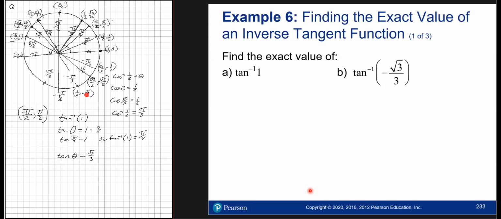So the only, and since tangent is y over x, then I have two choices. It's either this one up here or this one down here. It's either negative pi over 6 or negative pi over 3. So I look to see which one of those ordered pairs gives me square root of 3 over 3. So it depends upon which one the fraction works. I'm going to choose this one here because that's what I'm looking at.